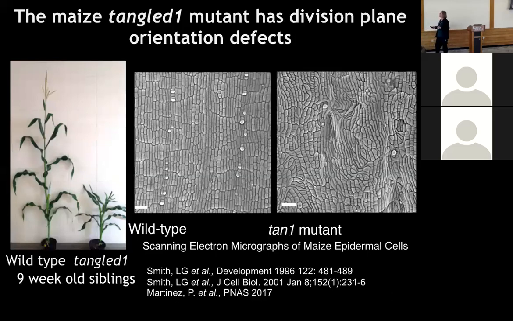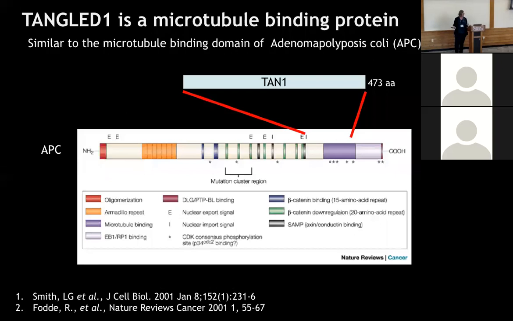And if we look using scanning electron microscopy, what we can see is that the patterning of the cells is misoriented, and we think that this is due to a defect in division plane orientation. In fact, we know that, so I don't know why I said that. Okay, so what is tangled? What is the protein itself?